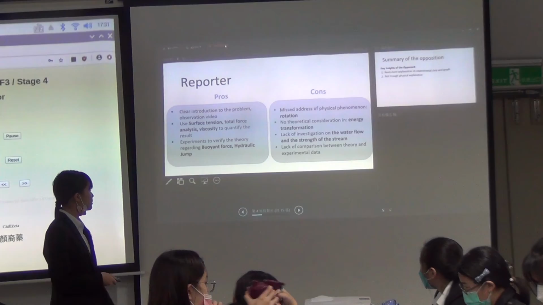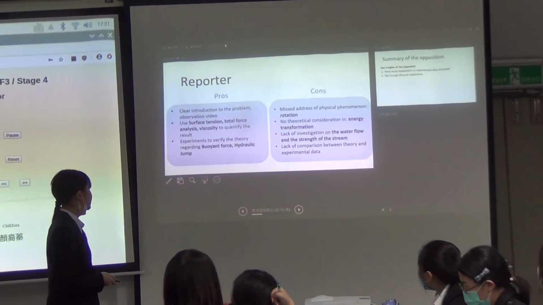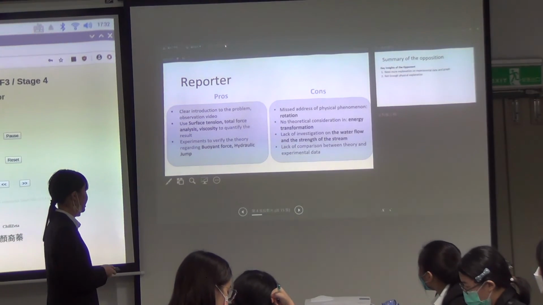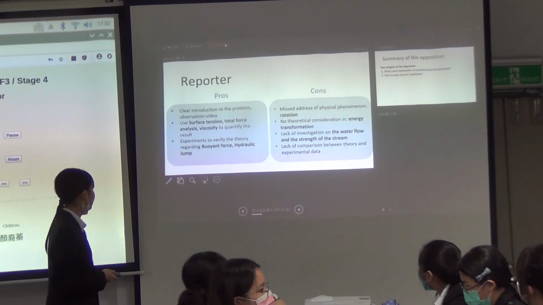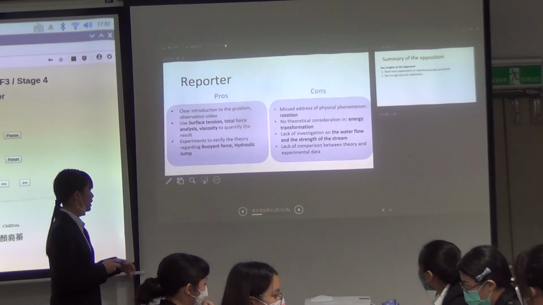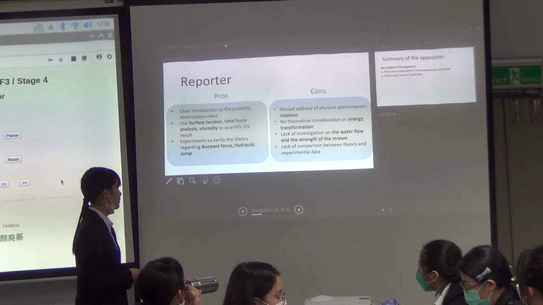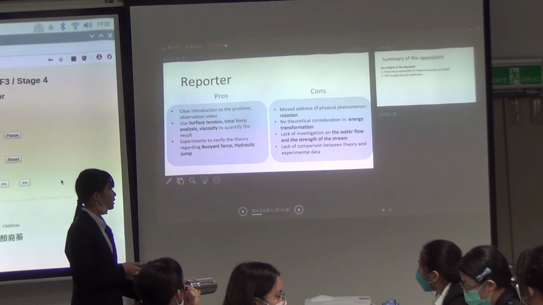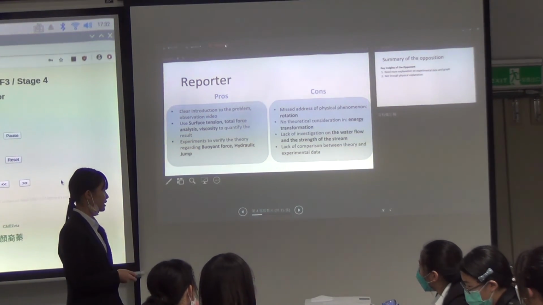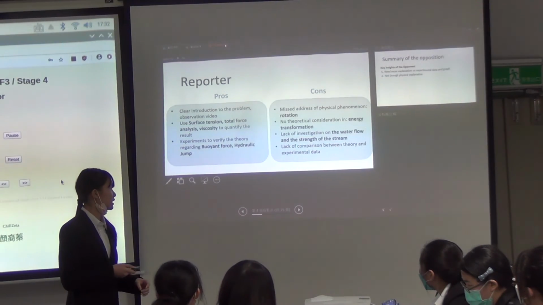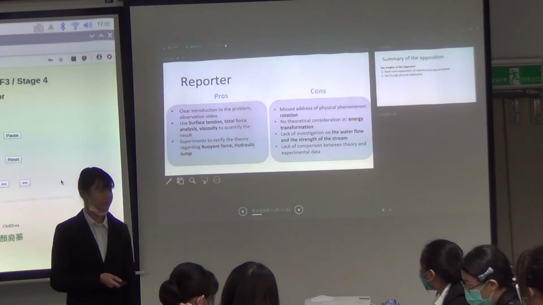And for the recorded pros and cons, their introduction to the problem and of the video, and they use the surface tension, total force analysis, and the viscosity to quantify the result, and the experiment to verify the theory regarding gradient force and the hydraulic jump, and for the constant address of physical phenomena of the rotation. There is no theoretical consideration of the energy transformation, and a lack of investigation on the water flow and the strength of the stream, and they lack a comparison between the theory and the experimental data.